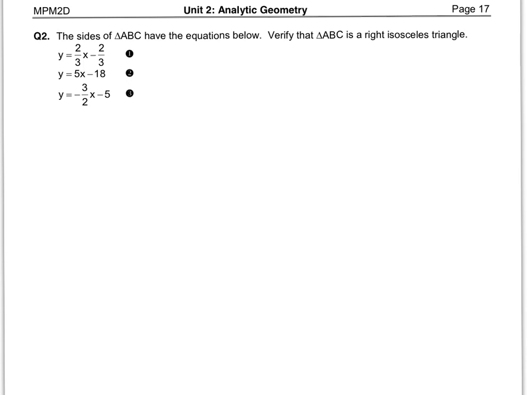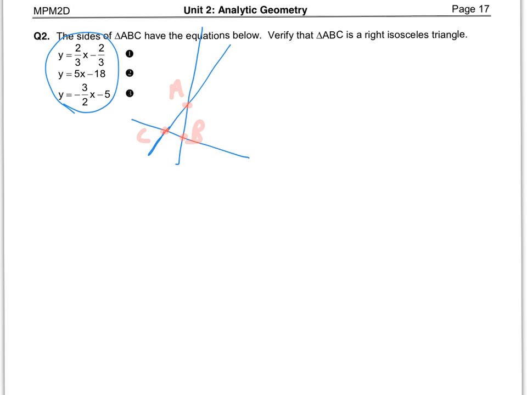For question 2, this is telling you that the sides of the triangle ABC have these equations below. So we've got 3 lines. Depending on how they look, we've got a 2/3 slope, and then we've got a slope of 5, so that's a fairly steep one. And then we have a slope of -3/2. So how they intersect is going to create a triangle. We're going to end up with intersection points of here, here, and here, and those would be our coordinates for our triangle, A, B, and C.